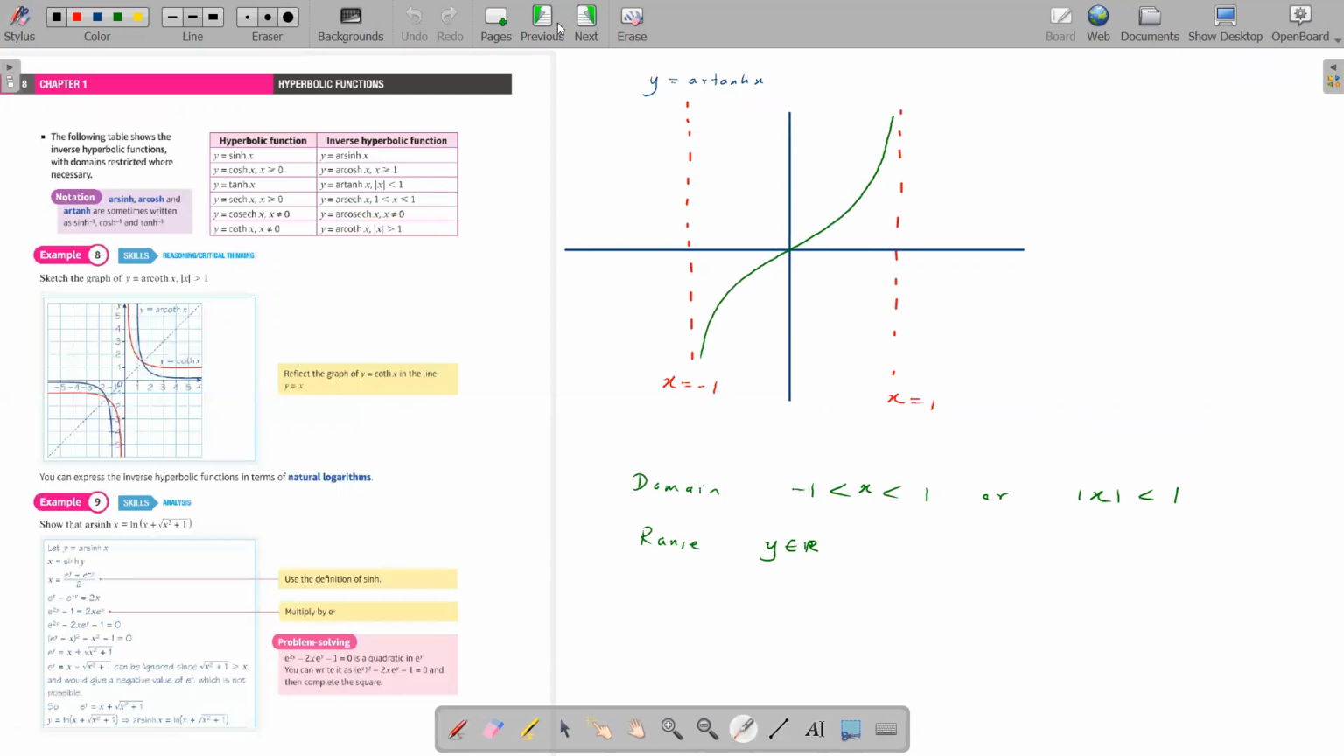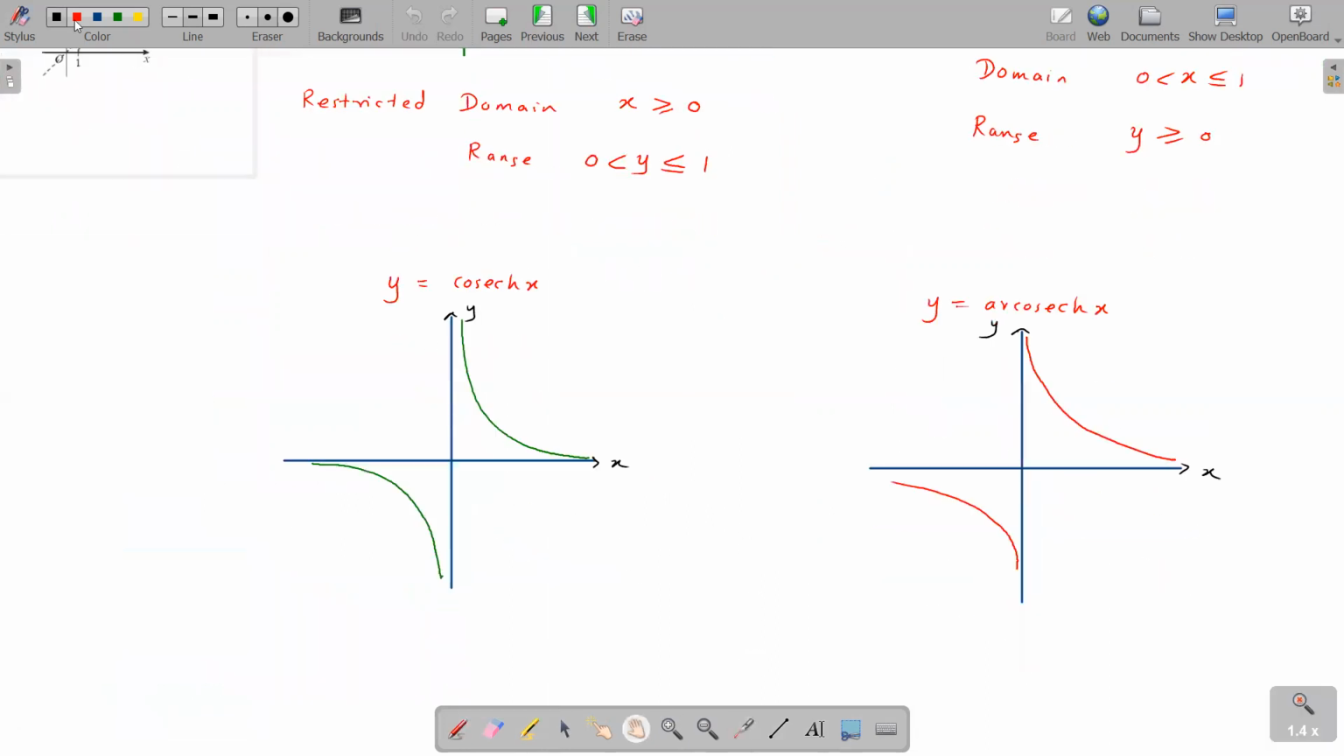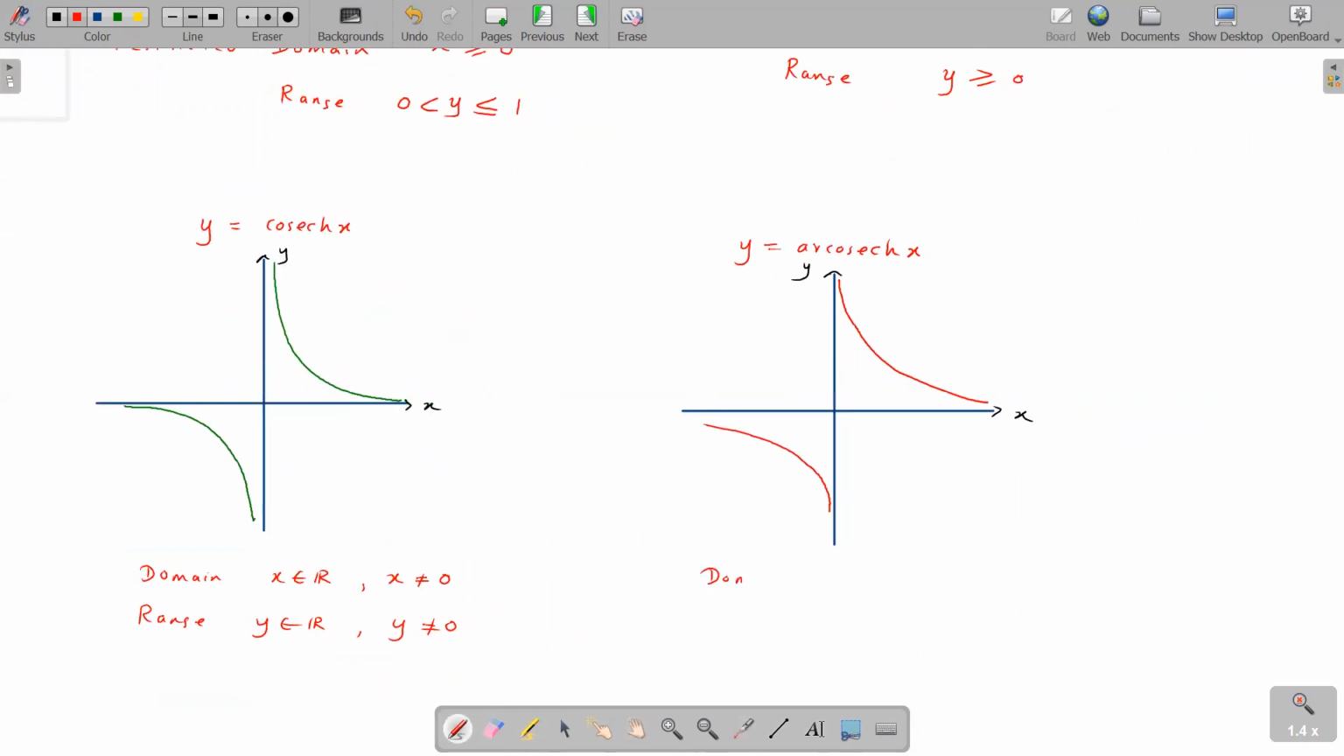So basically, the only thing is the domain. You can see that for the cosech graph, your domain has all the real x values except 0. You don't have 0, right? Because x equals 0 is an asymptote. And your range also, guys, has all the real values except y equals 0, because y equals 0 is again an asymptote. Basically, in the R cosech graph, you exchange. So the y becomes the x, and the domain here becomes the range.